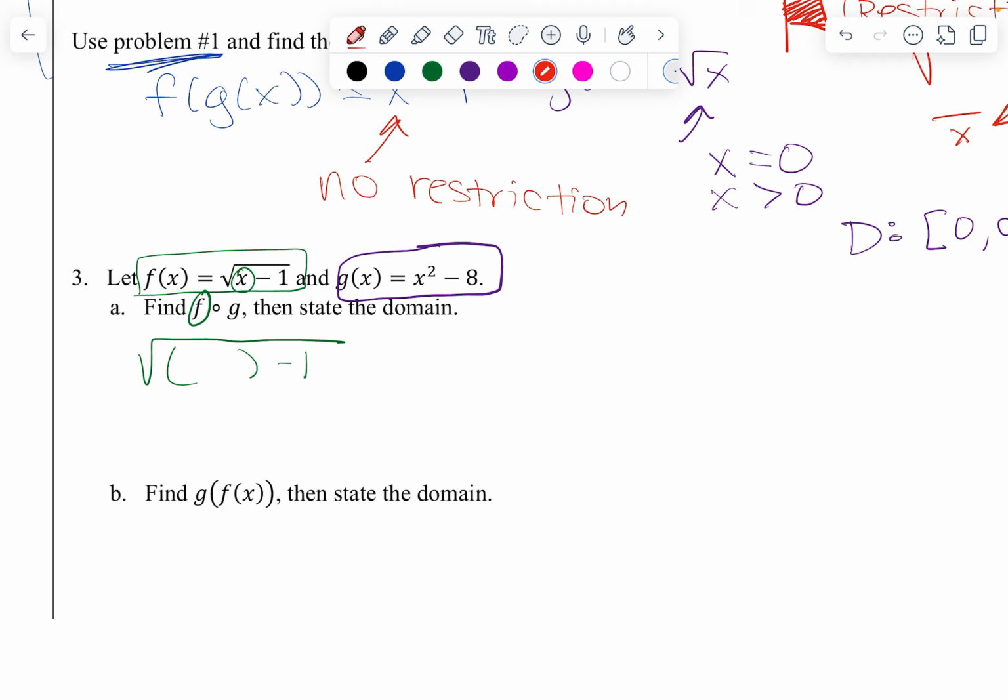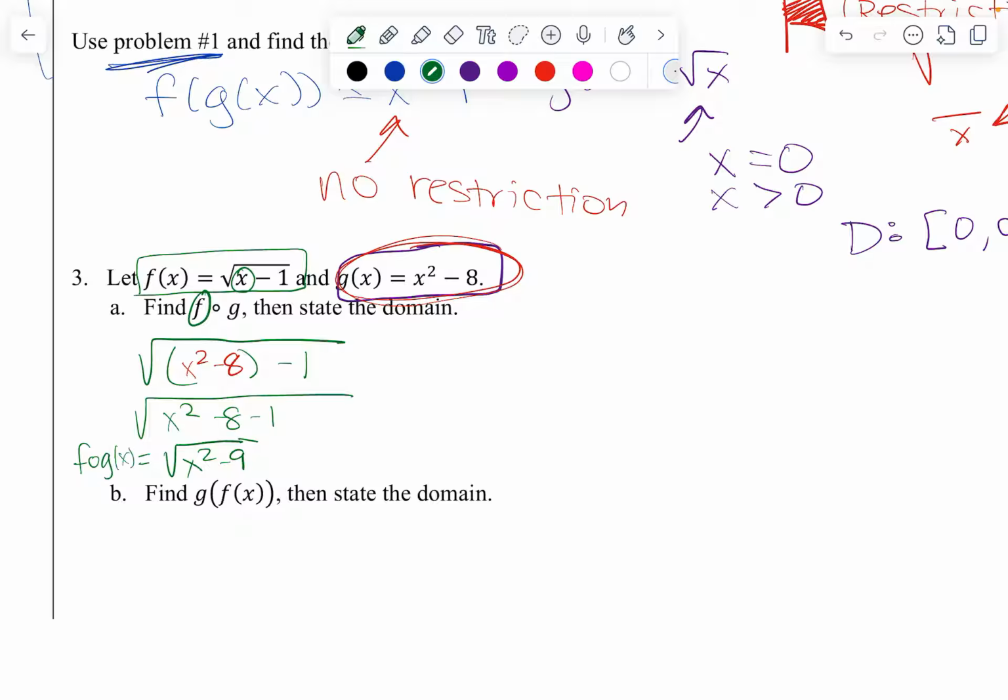And then inside the function is going to be x squared minus 8. That takes the place of all the parentheses. And now we're going to simplify. So we know that this becomes the root of x squared minus 8 minus 1, which is the root of x squared minus 9. This does not have a perfect root, so this is all that we can do. So this is our f of g of x, okay?